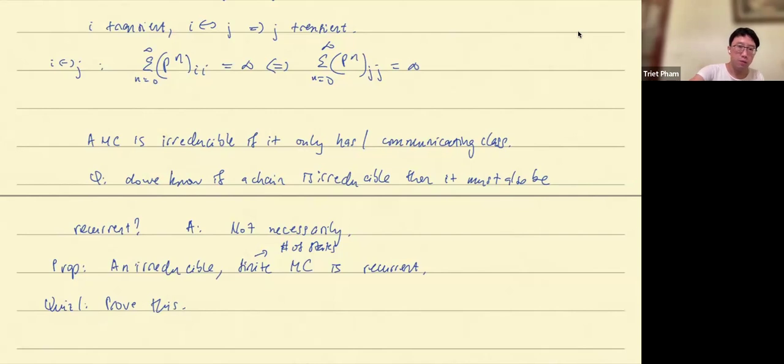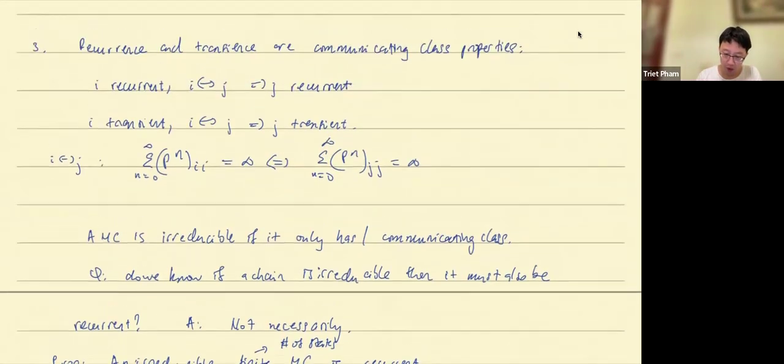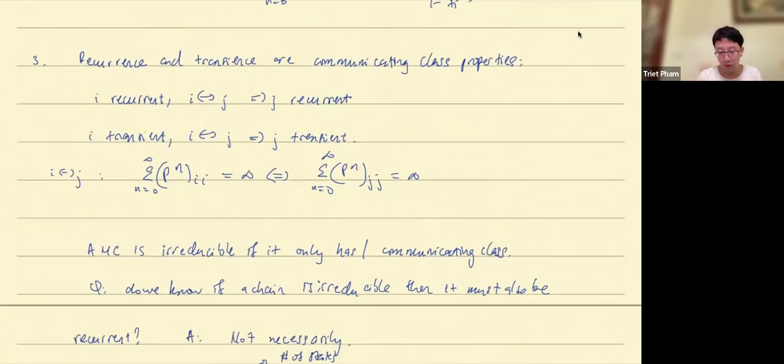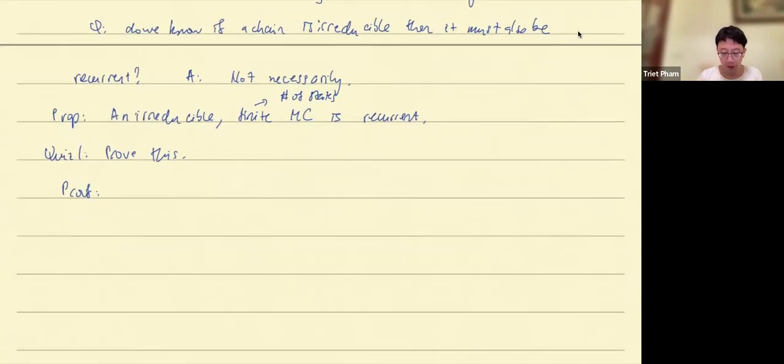So here, what do we need to prove? First, by irreducibility, you have only one class. Because recurrence or transience is a class property, it's enough for us to prove that one state is recurrent, whichever state that is. Let's call it state 0.